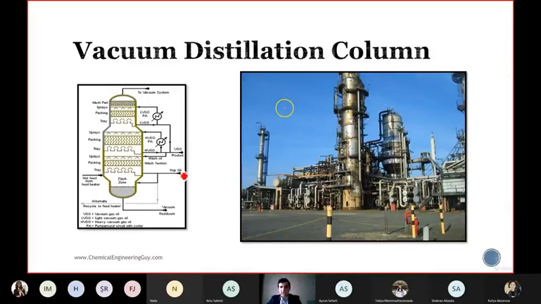Here is the vacuum distillation column, and this is the CDU. You can see that the CDU is thinner and taller compared to the VDU. The VDU has a bigger diameter, but it is shorter. And this is, which I will talk about later, the vacuum creation system, the pipelines where the ejectors are used.